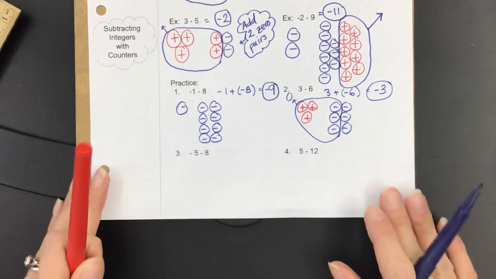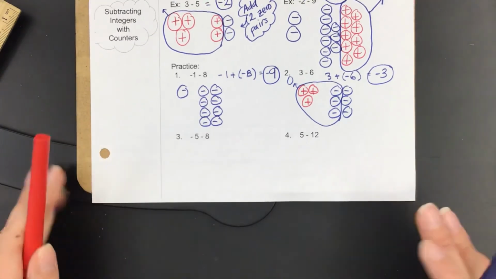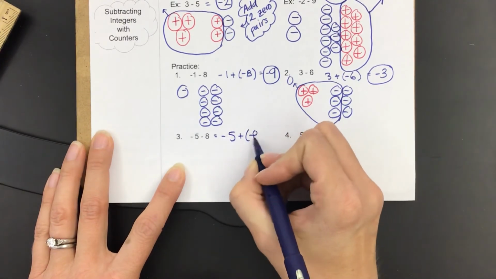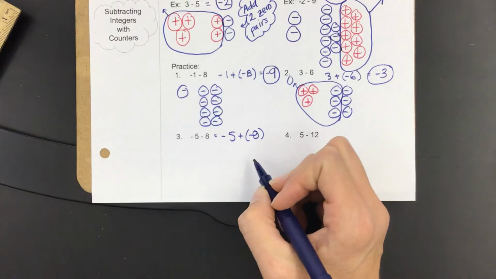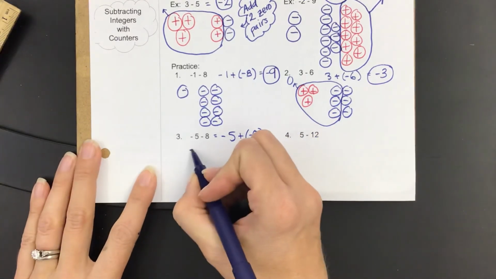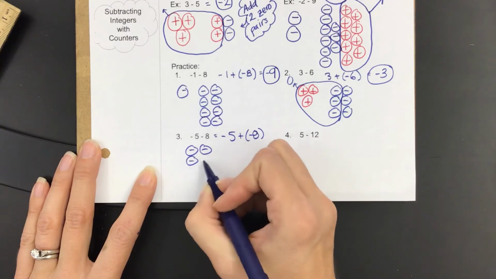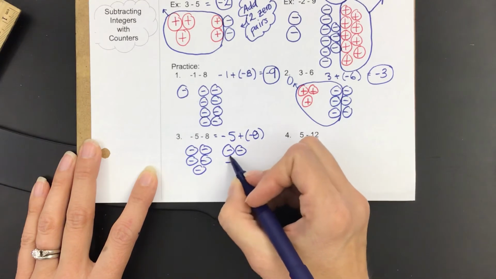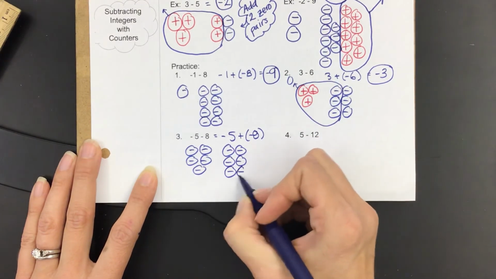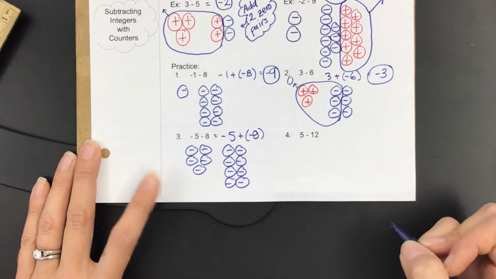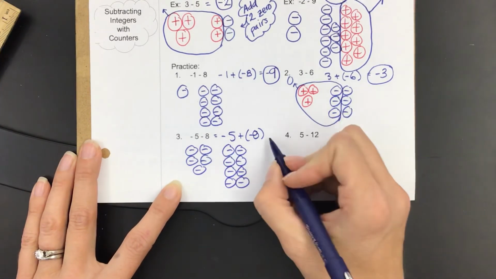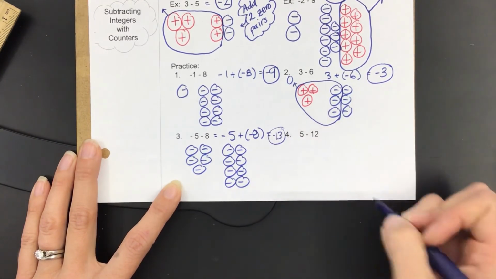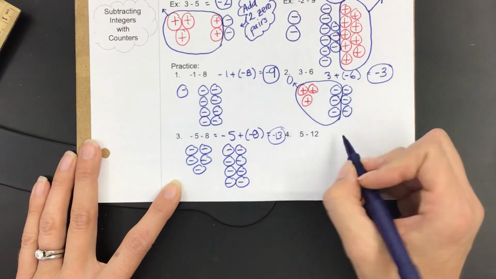Okay. Let's rewrite these last 2 as addition. So this will be -5 plus -8. Remember that subtracting is the same as adding a negative. And so I'll have 5 negatives. And we'll add 8 negatives. Okay, so all together, how many negatives? 13 negatives.